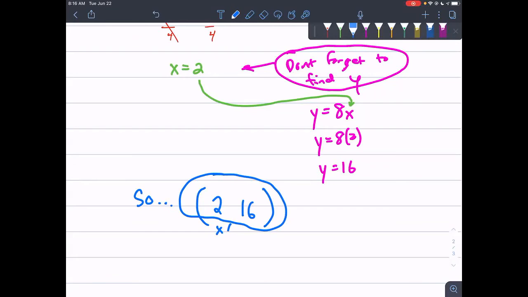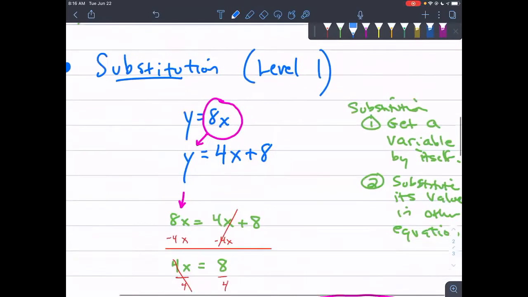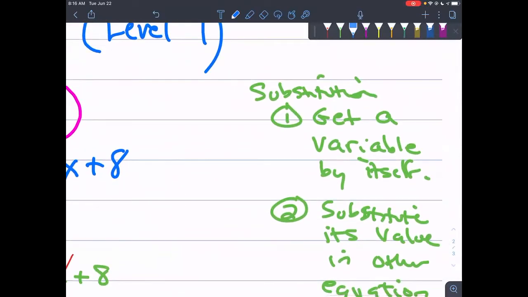Two and 16. The reason this is level 1 is because the first thing we have to do is get a variable by itself. There's going to be some examples where you have to rearrange the equation in order to get one of the variables by itself. Here, they just give you y by itself.